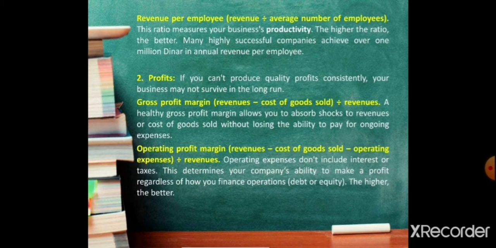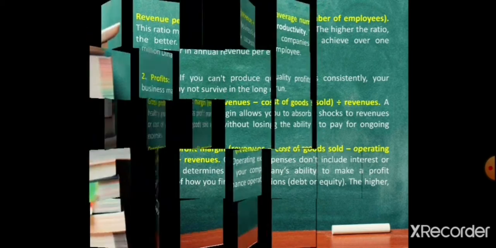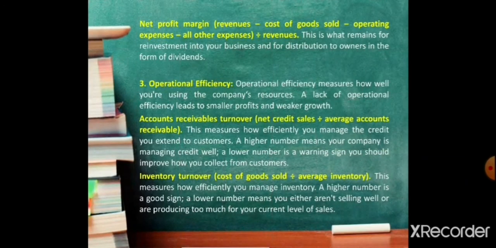Second component, profit. If we can't produce quality profits consistently, the business may not survive in the long run. If the business does not earn a consistent profit, then the business does not survive in the long run. In profit, there are also three components: gross profit margin, operating profit margin, and net profit margin.